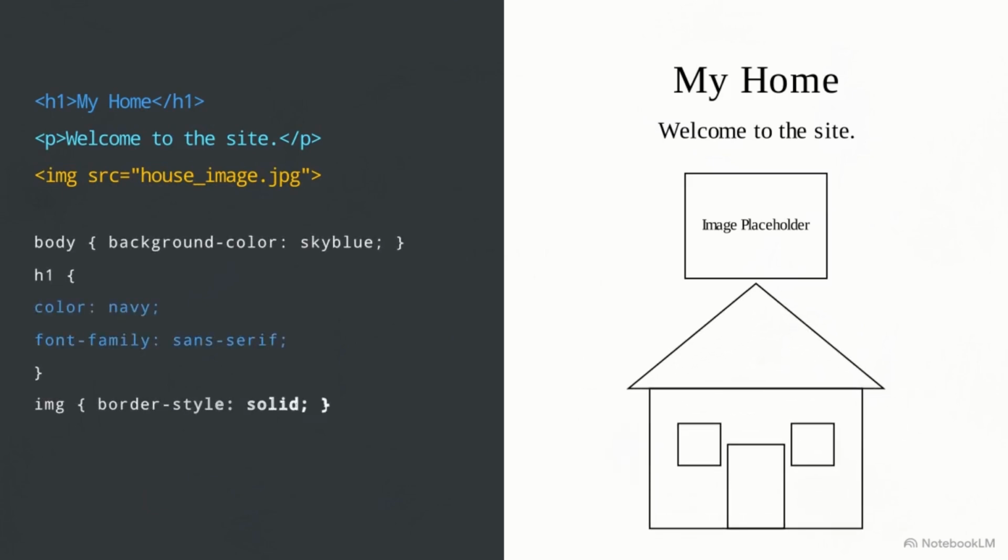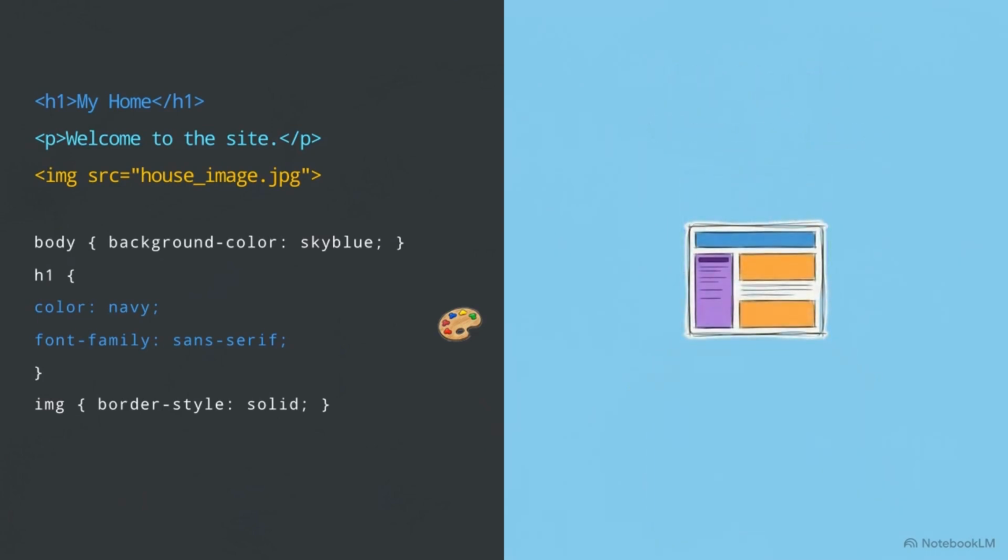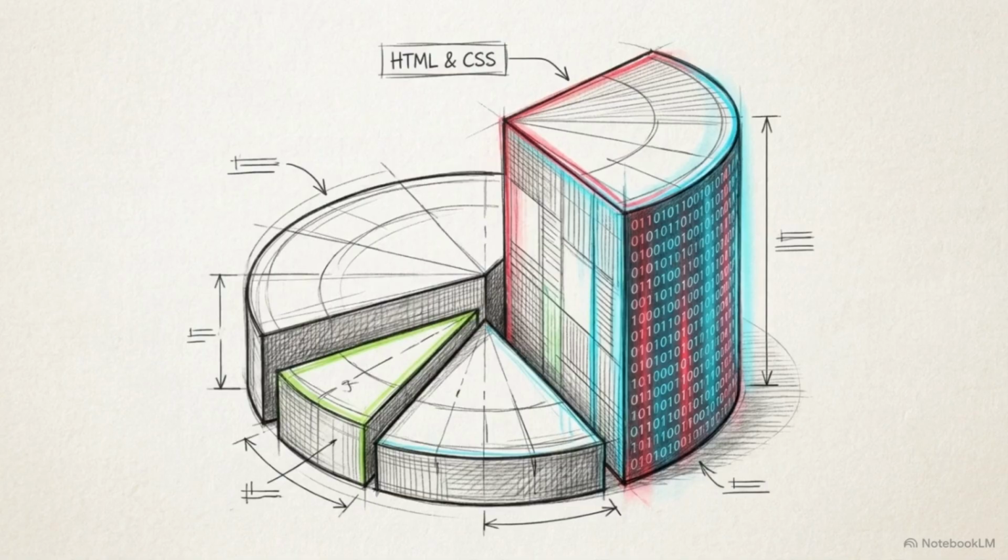To make the structure look finished, we use CSS for the interior design. These are the rules that set the colors, fonts, and layouts, taking a raw frame and making it look like a professional, welcoming home. This unit accounts for half of your theory grade because it represents the fundamental language used to build almost everything you see on the web.